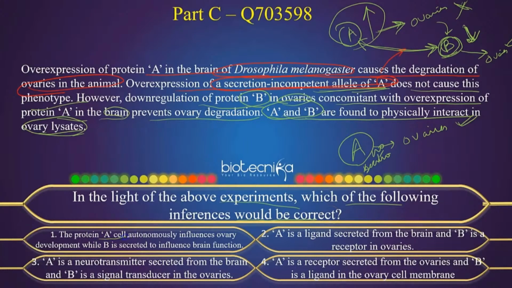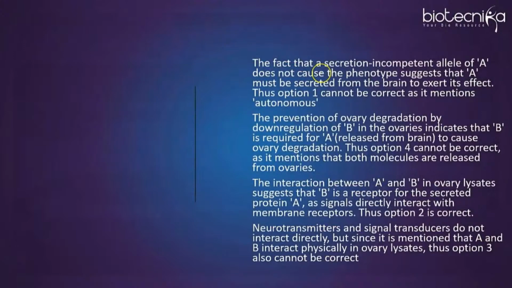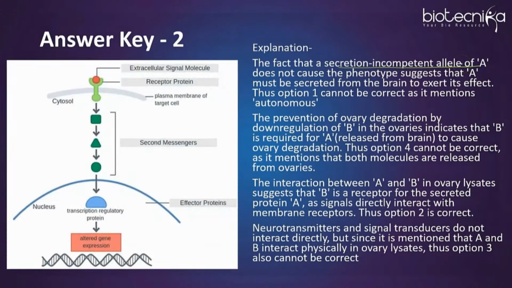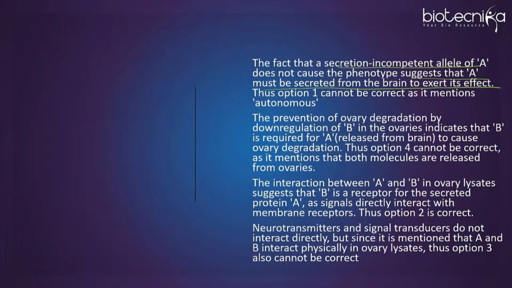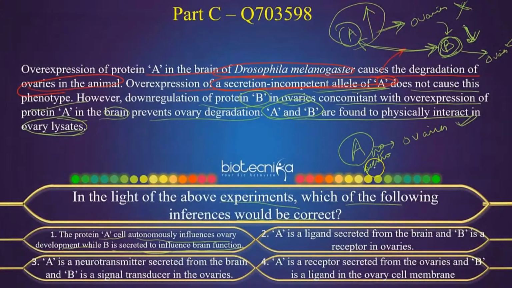So protein A cell autonomously influences ovary development while B is secreted to influence the brain function. So have a look at this. The fact that a secretion incompetent allele of A does not cause the phenotype suggests that A must be secreted from the brain to exert its effect, isn't it? It is said that if you are having no secretion from A, then ovaries are still fine.